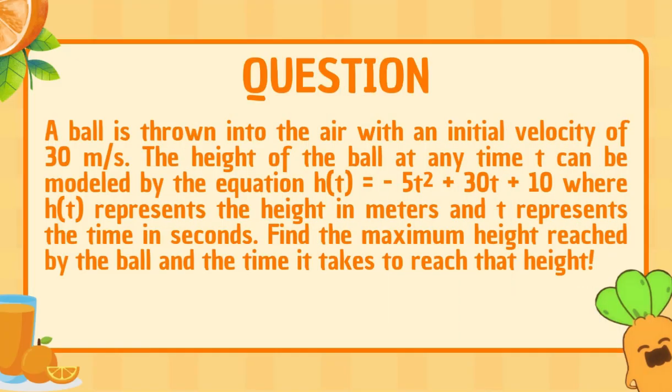Here is an example. A ball is thrown into the air with an initial velocity of 30 meters per second. The height of the ball at any time t can be modeled by the equation h(t) equals minus 5t squared plus 30t plus 10, where h(t) represents the height in meters and t represents the time in seconds. Find the maximum height reached by the ball and the time it takes to reach that height.